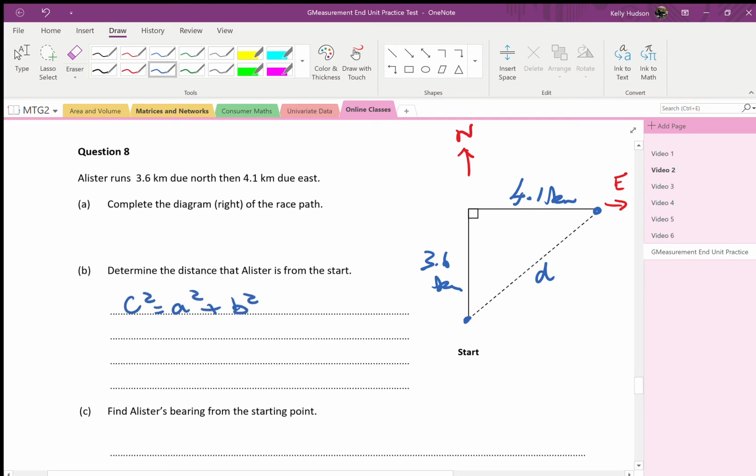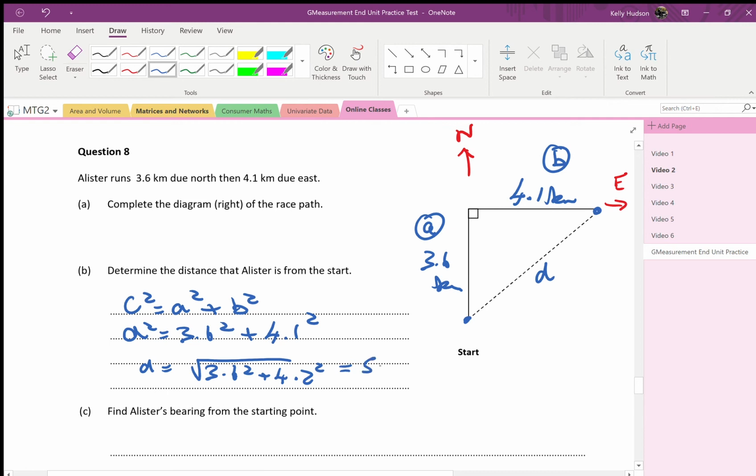So D squared is equal to 3.6 squared plus 4.1 squared. Okay, so D is equal to the square root of 3.6 squared plus 4.1 squared. It doesn't matter that I made this one my A and this one my B; they could be the opposite way around if you'd like. I put it in my calculator and I get 5.46 kilometres. So that's how far Alistair is from the start of where he began.